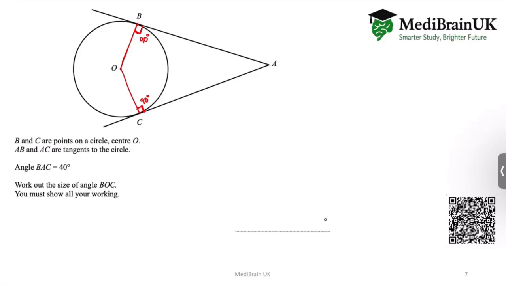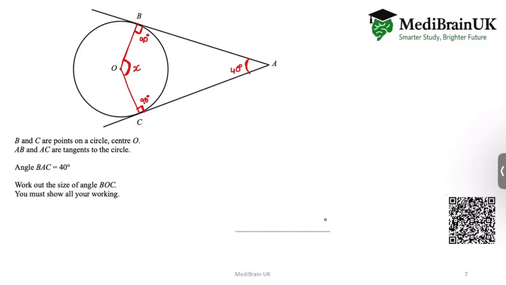So it says B and C are points on a circle, center O. AB and AC are tangents to the circle. We know that BAC equals 40 degrees. So if we label that the middle letter A, B to A to C is 40 degrees. So this angle over here is 40 degrees. Work out the size of the angle BOC. Now BOC is this angle over here that we need to work out.